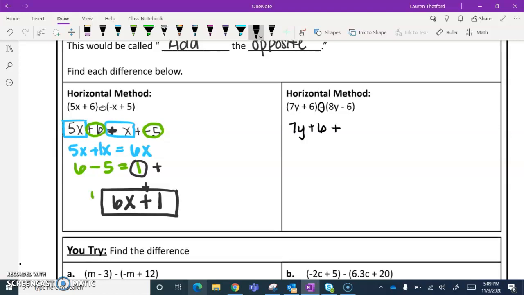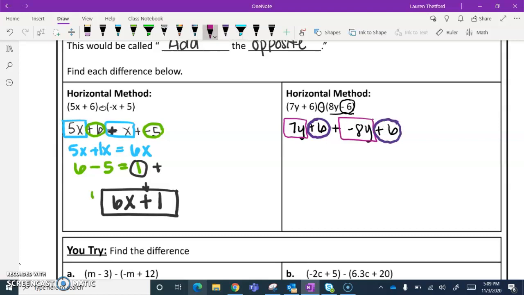Then we flip the signs of everything in our second expression. So we're going to change the sign of each of these. We have a positive 8y, that's now a negative 8y. And then we have a negative 6, because remember this subtraction here is actually saying that this is a negative 6. So the opposite of that is positive 6. Now we can combine like terms. So we have a 7y and a negative 8y. And then we have a positive 6 and a positive 6.